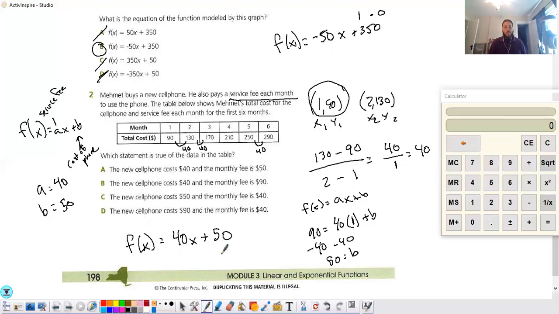So if we're looking here, we want to look at the ones that say the monthly fee is 40. So that's C and D. So right away we can get rid of A and B. And then our y-intercept, which is the cost of the new phone, is 50, which leaves us with choice C.